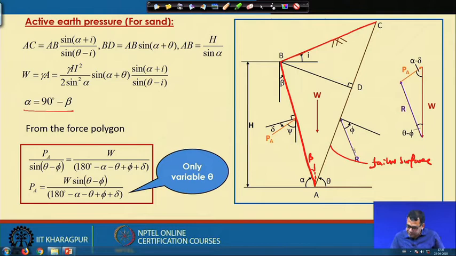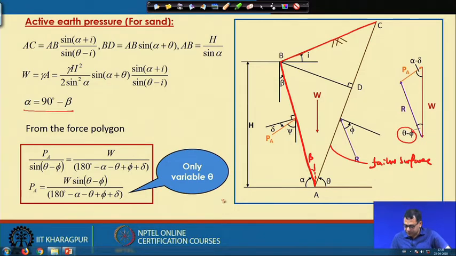Now there is the reaction of the soil, because this wedge is sliding along this failure surface. So there will be a reaction force, because here there will be a normal force, and along this line there will be a shear force also. That means a shear stress, this is normal stress, shear stress. So this is the resultant force, and the resultant force is making an angle theta minus phi.